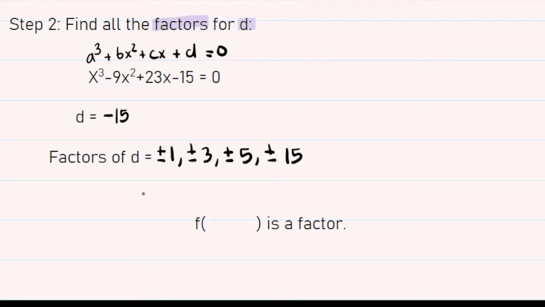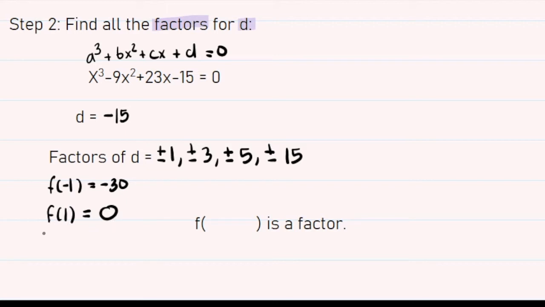Alright, so we're going to try each of these numbers and see which one will give us a value of 0. If we try f of negative 1, we get negative 30. In this case, we know negative 1 cannot be a factor since it doesn't give us a value of 0. We can try f of 1, which actually gives us 0. So in that case, you know that 1 is a root.